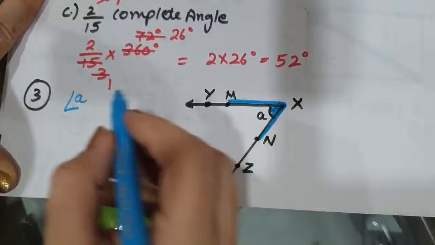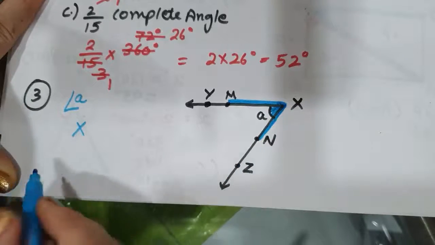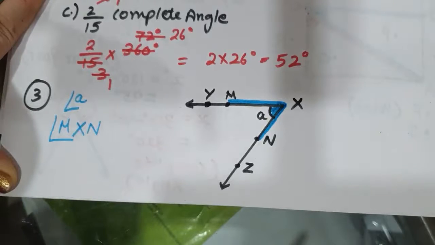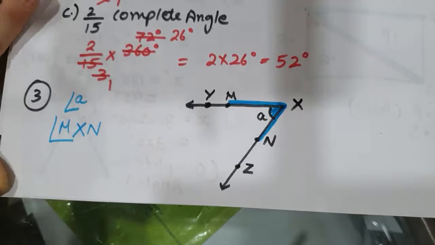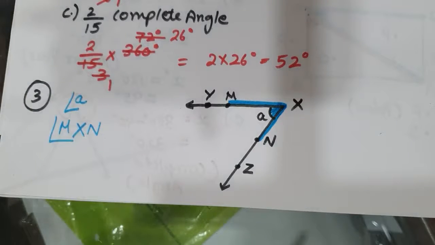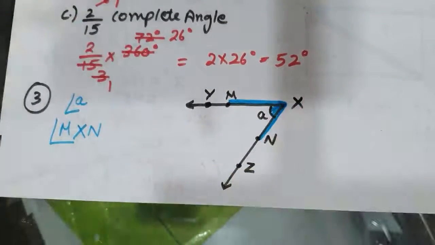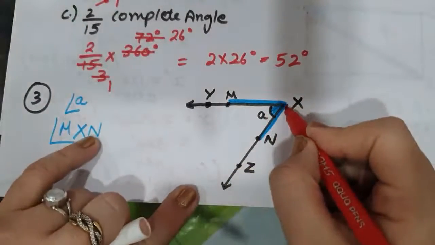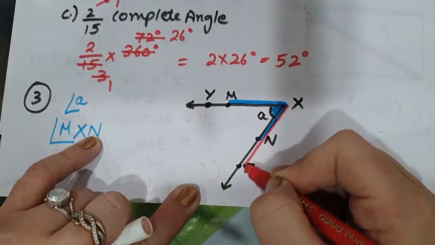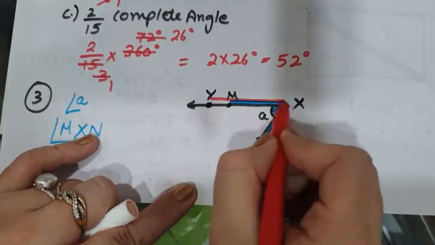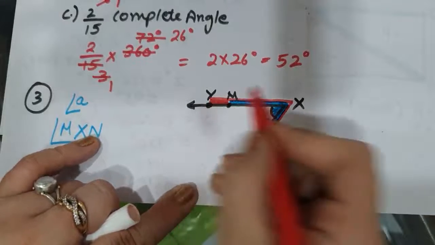Vertex will always come in the center and the arms away from the center. So this is angle MXN. Same way, we have another. How can we find out? We can find out MX and Z also. This red one, this red, and you can start from Y also, and you can start from M also.